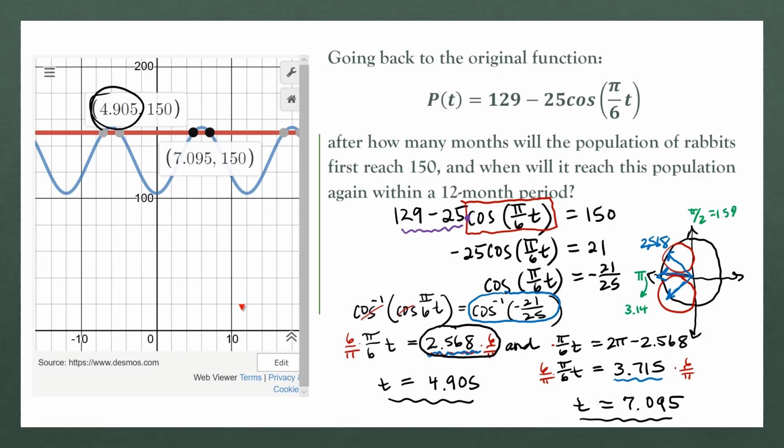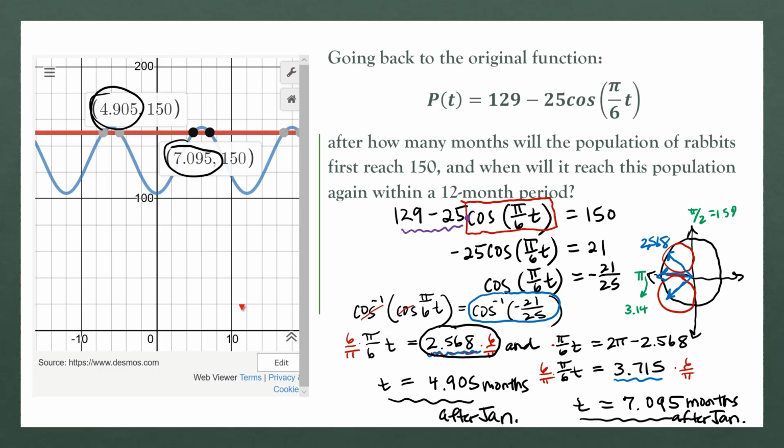I think we've verified what the graph gave us, and then we've shown ourselves that we can also algebraically do this. So what was the question? After how many months will the population of rabbits first reach 150? So we would say 4.905 months after January. And then the second time that it'll occur will be 7.095 months after January.